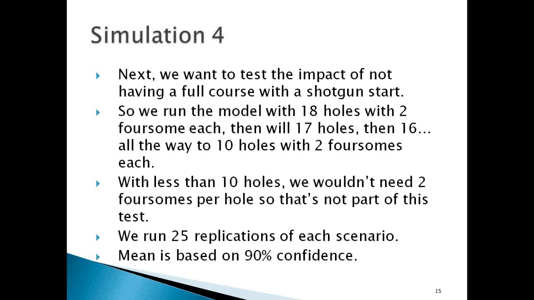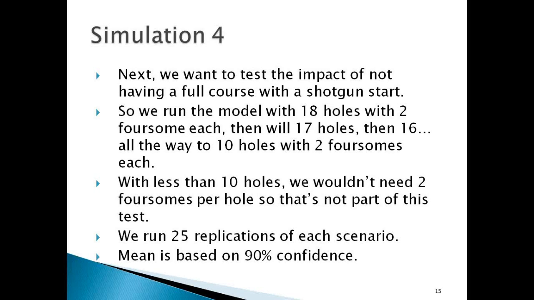Simulation 4, what if we want to test the impact of not having a full course with a shotgun start? We don't always have 36 foursomes to do. So what we'll do is do a test. We'll run the model with 18 holes with 2 foursomes each, and then 17 holes with 2 foursomes each, 16, etc., all the way down to 10 holes with 2 foursomes each.